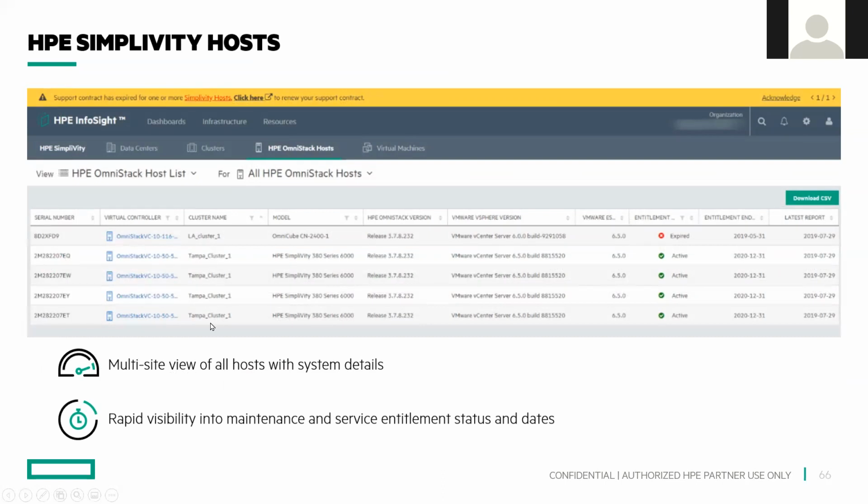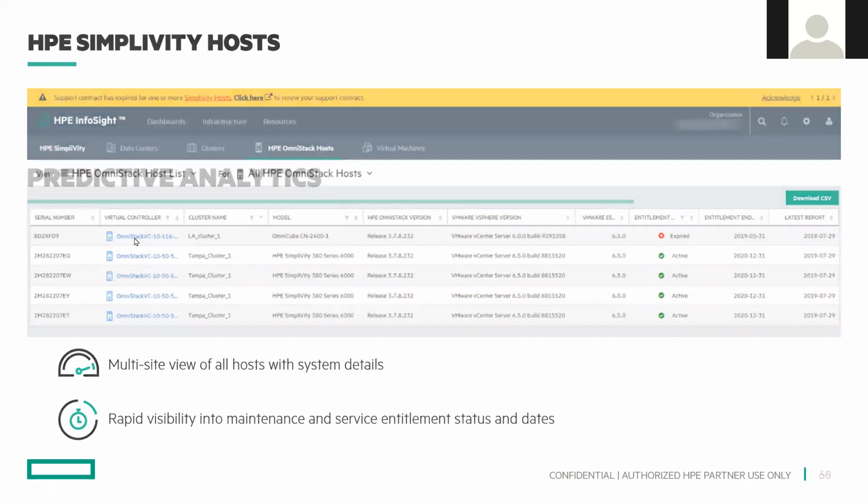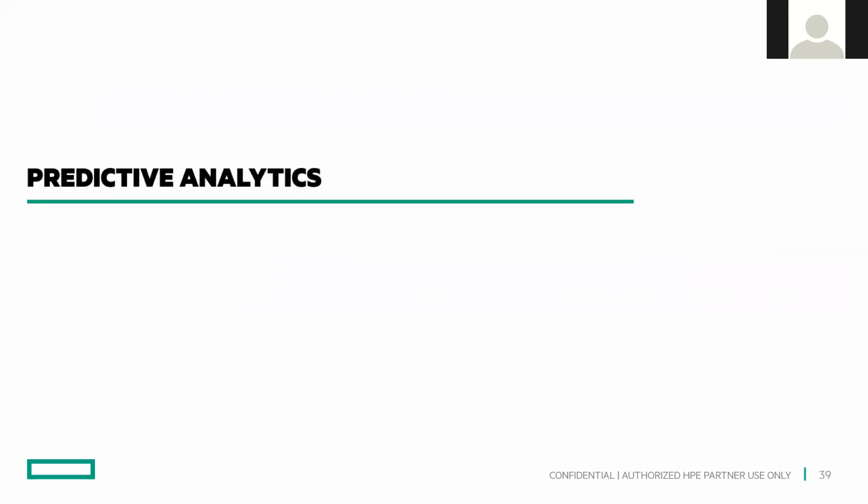So here you can see your clusters with all the SimpliVity hosts in there, with the VMware version, the software version, if there is a support entitlement, yes or no. And then when you click on it, you get, of course, more in-depth information about, for instance, the virtual machines and so on as well.